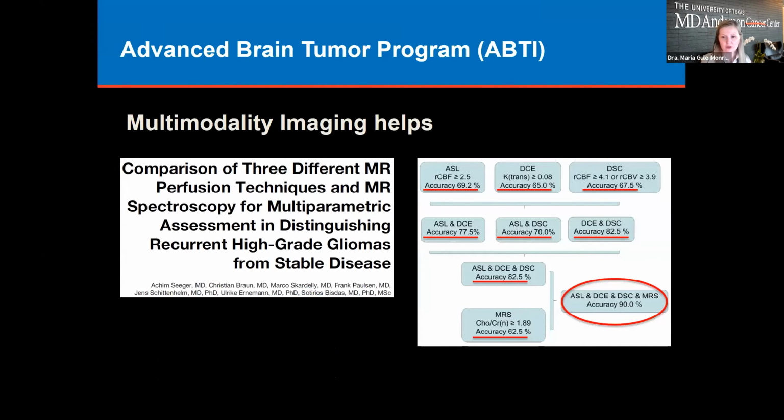So why do all of this? This is a study looking at multiparametric MR imaging, including perfusion and spectroscopy, and how well it can distinguish recurrence. As you can see, each individual perfusion parameter has an accuracy of about 60%, as noted at the top of the table. When they combined 2 perfusion parameters, the accuracy increased to around 70 to 80%. Now, if you combine all 3 perfusion parameters or techniques, they give an accuracy of about 83%. And by adding MR spectroscopy, this further goes up to 90%.